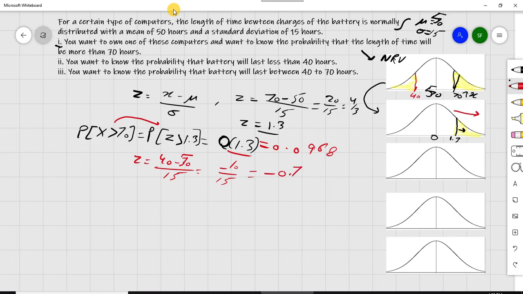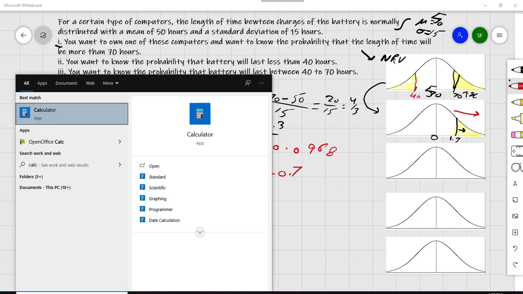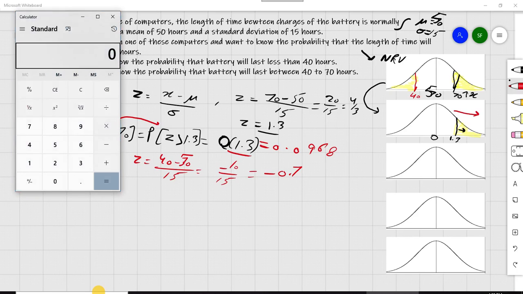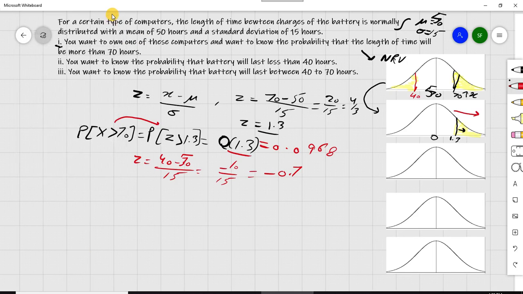I think it is close to 0.7, so I'll just stick with 0.7. Or let me just confirm with the calculator. So let's write the exact value, because obviously 0.7 is not the exact value. This value comes out to be minus 0.66. Okay, so this is the value now.